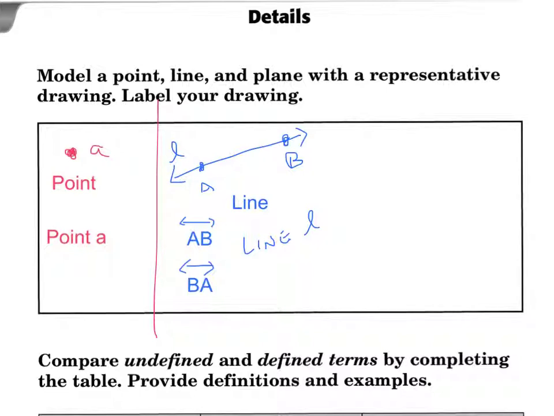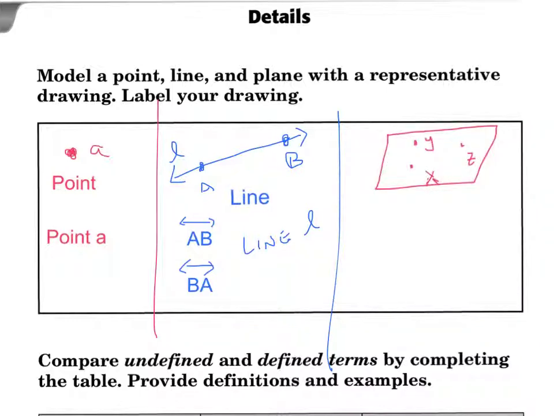Alright, next one we need to talk about is a plane. Break this off, show you what a plane looks like. And there's a plane. Now a plane, we usually use a rectangle, like a slanted rectangle to show, and there's different ways that we can call this. Sometimes we'd call this plane XYZ, plane ZXY, so on and so forth.